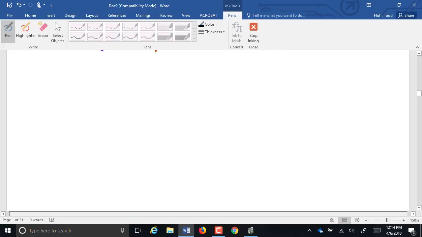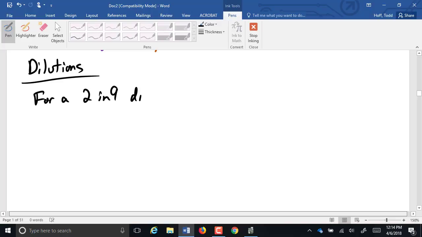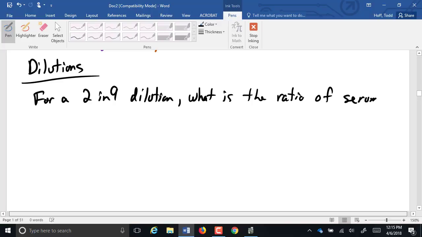Okay, last thing I want to make sure we review a little bit before the test, and that is our dilutions. I know I've killed these a little bit, but dilutions are really the basis of most of what we do. Let's say, how about this? For a 2 in 9 dilution, what is the ratio of serum to saline?